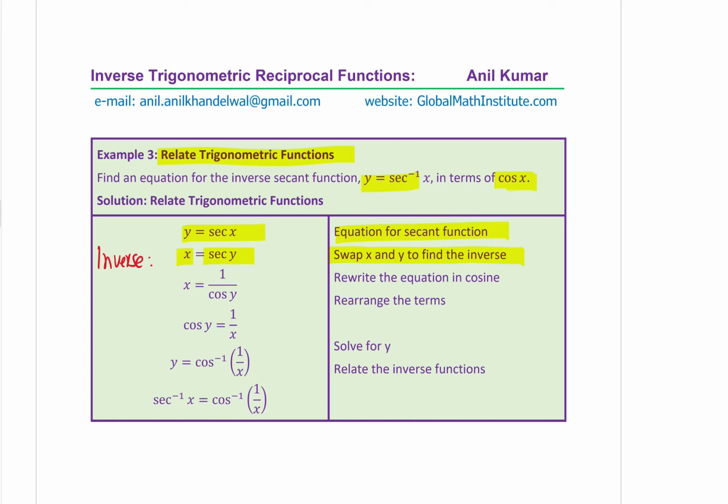So first step is to swap. Now, secant y is written in terms of cos y as 1 over cos y. Then we cross multiplied, got cos y as 1 over x. So y is cos inverse of 1 over x. So we can write that secant inverse of x is same as cos inverse of 1 over x. Very important formula which will help you later. I hope this makes sense.